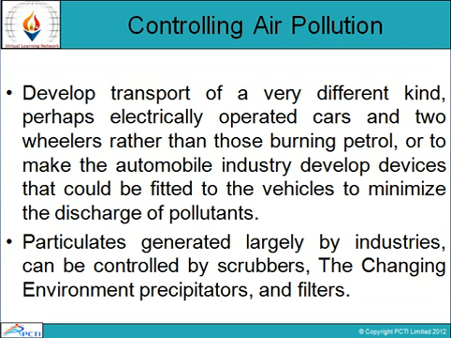Controlling air pollution. How we can control it? Develop transport of a very different kind, perhaps electrically operated cars and two-wheelers rather than those burning petrol, or make the automobile industry develop devices that could be fitted to vehicles to minimize the discharge of pollutants. Particulates generated largely by industries can be controlled by scrubbers, precipitators and filters.